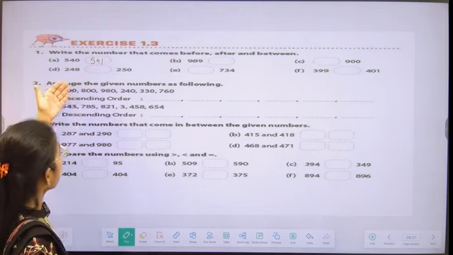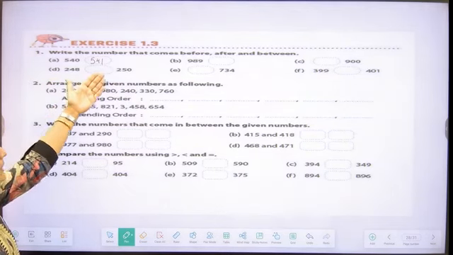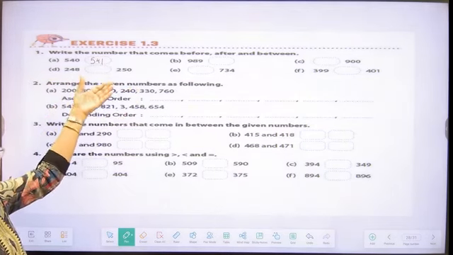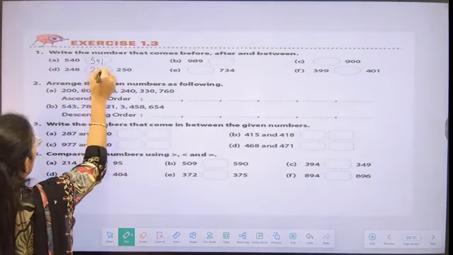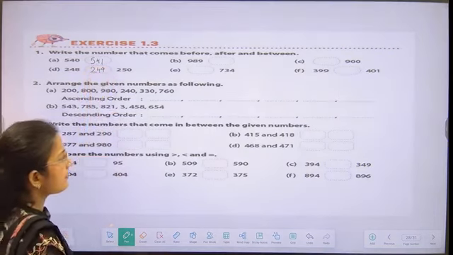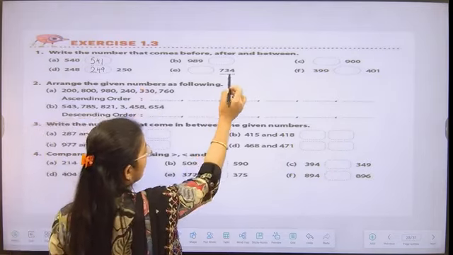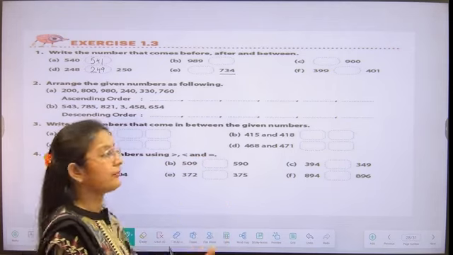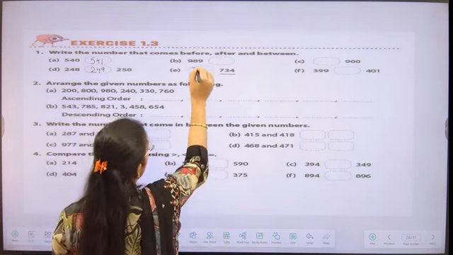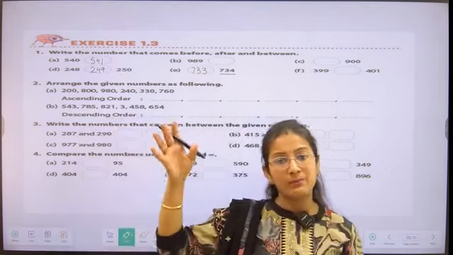Similarly, we can do the next one, that is the D part, 248 and 250. So what number comes between? The number is 249, students. Similarly, we can do the E part. In this, we have 734 and we have to write the number which comes before 734. So we get 733. Rest of them, you can do by yourself.